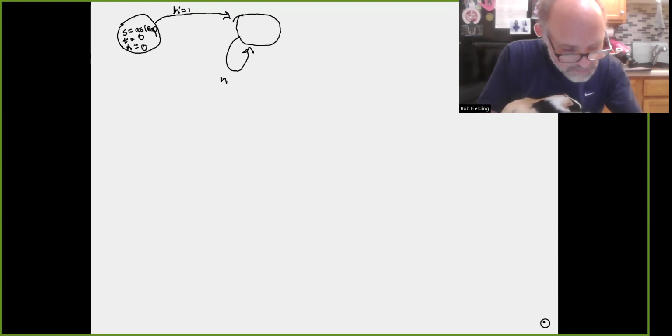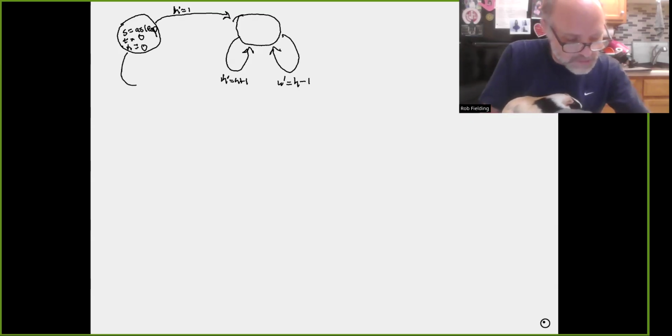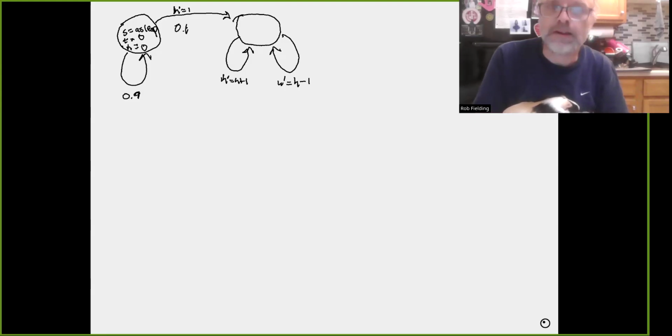H prime equals H plus 1, or she might get a little less hungry. H prime equals H minus 1. And because this is a Markov chain, there are probabilities associated with this. So she might be asleep 0.9 of the time, but she will wake up and want to do stuff for the rest of the time, 0.1, right?